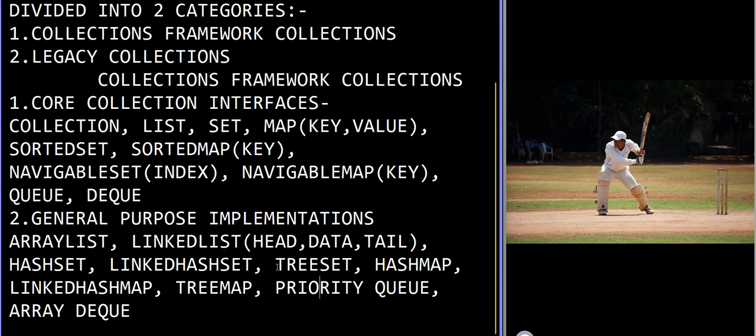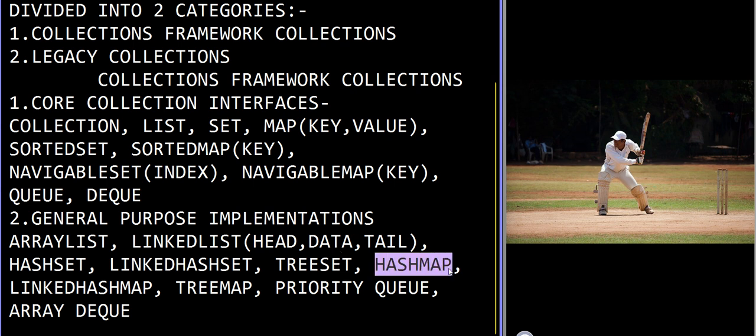After that we have tree set. Tree set is nothing but it takes the binary tree. It can have a maximum of two children nodes. So it will have a binary tree like structure and it will implement the set interface. Like we can say it won't allow duplicates.